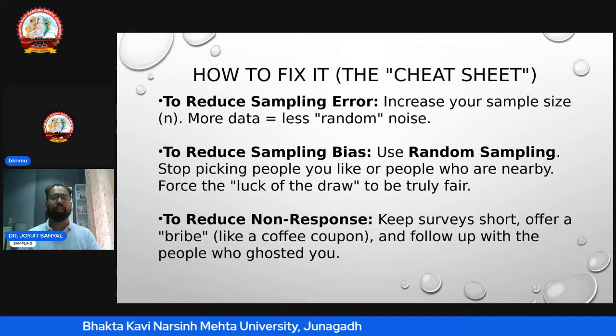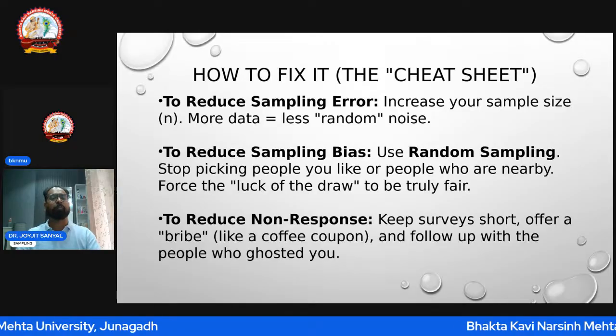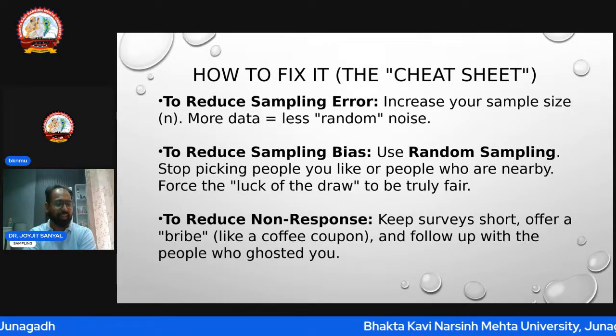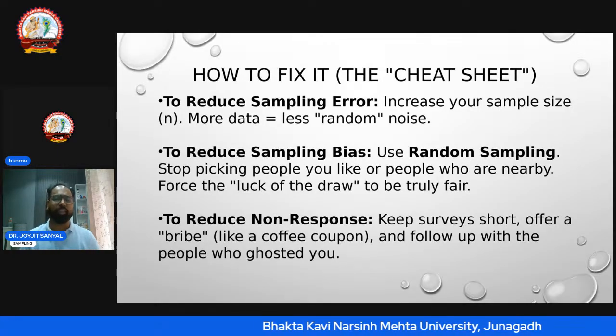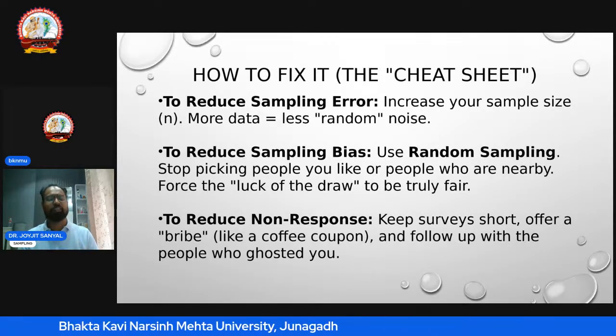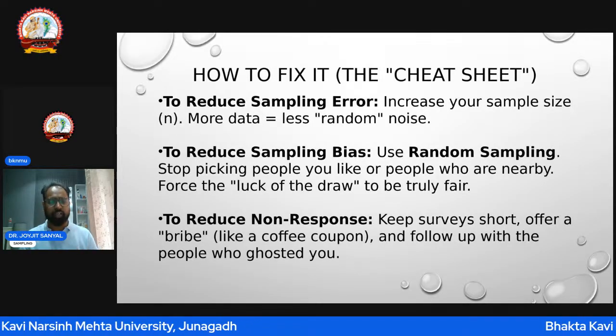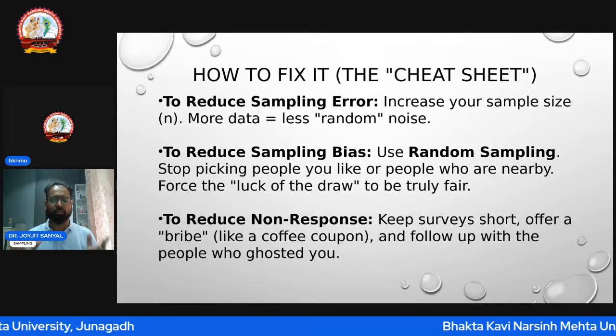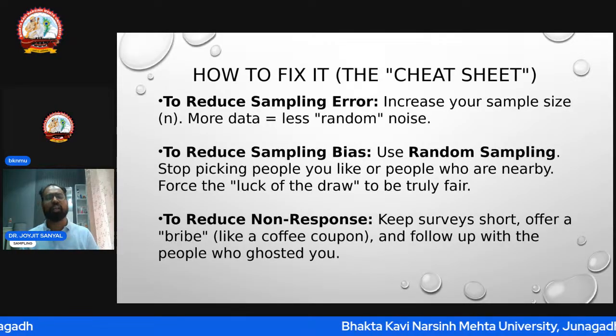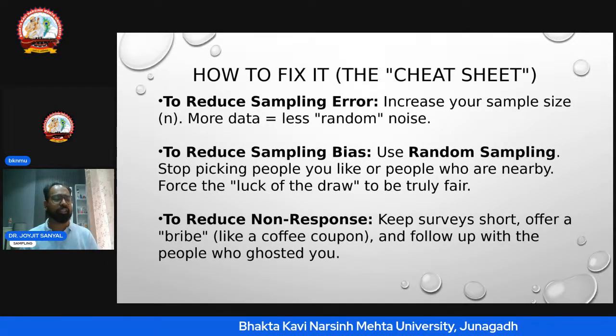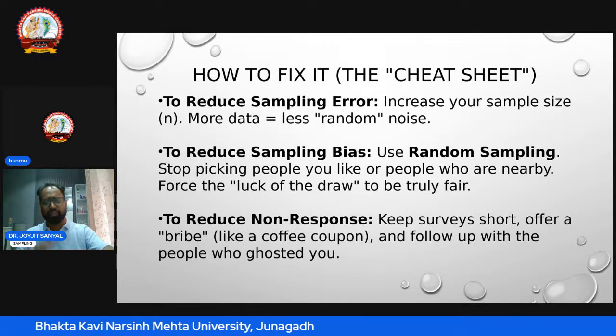Okay. To reduce sampling bias, use random sampling. Stop picking people you like or people who are nearby, right? Don't go for convenience sampling, right? Better go for random sampling. At least in random sampling, simple random sampling, the simplest one, as we have discussed yesterday, everyone has an equal chance of getting selected for the purpose of your study.